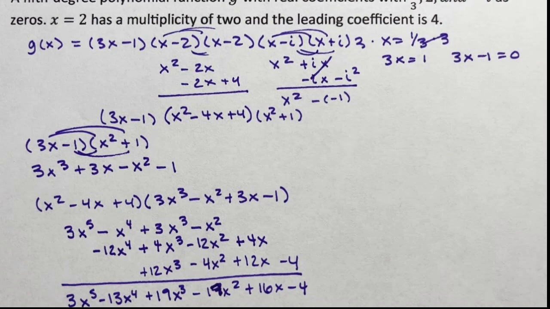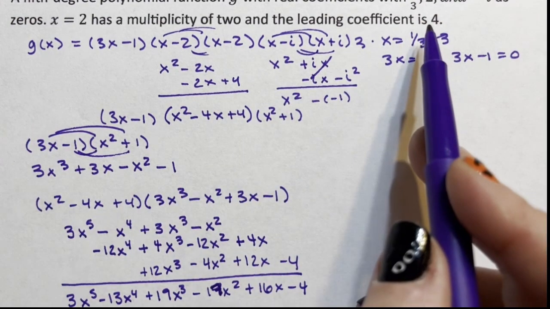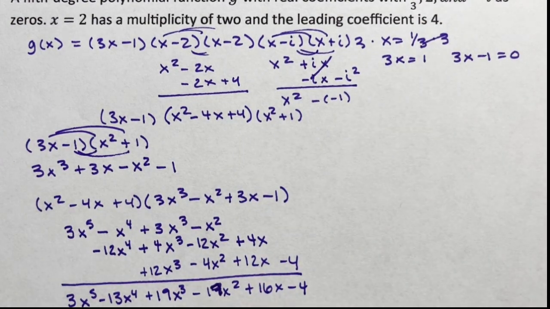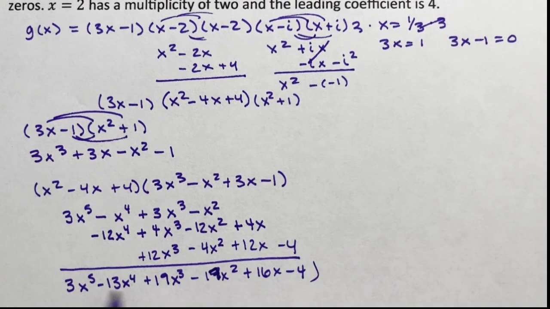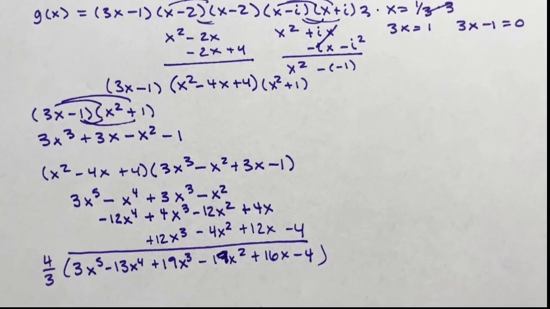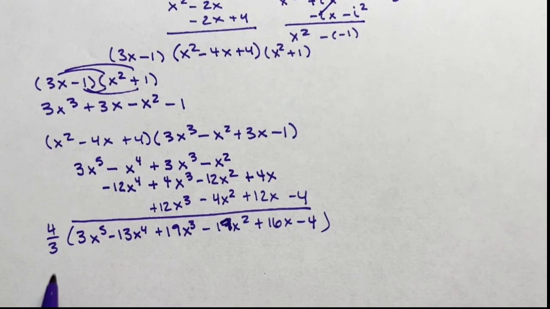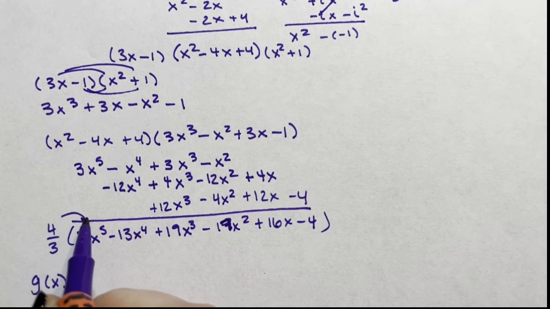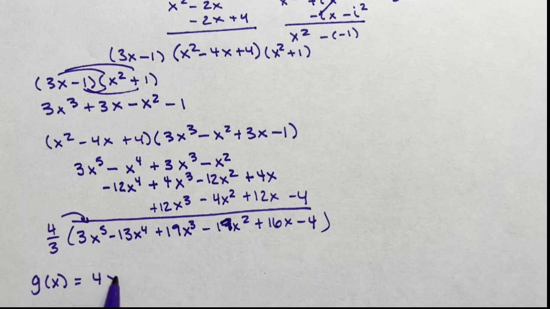Okay, so the next thing is, it says that the leading coefficient is 4, but this is 3. So to get the leading coefficient of 4, I need to multiply this through by 4/3. And I need to distribute that to everything. So that g of x equals, well, if I multiply this first term by 4/3, the 3's cancel and I have 4x to the 5th. That's what I'm supposed to have. 3 doesn't go into 13 and it's prime, so there's no reducing.